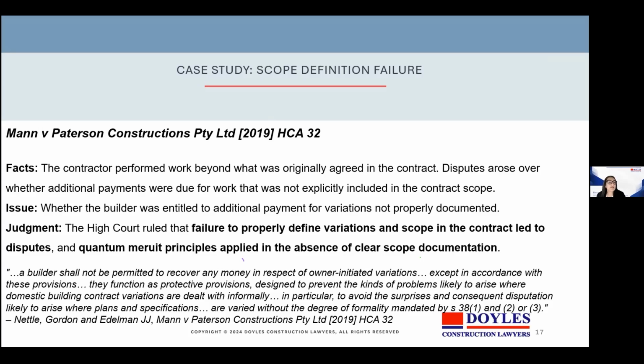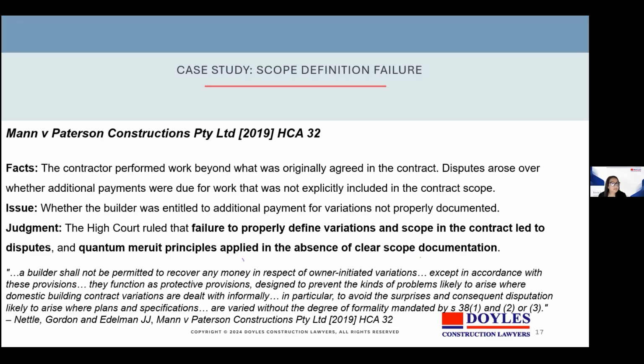In the recent case of Mann v. Patterson, actually not so recent anymore, the High Court ruled that failure to properly define variations and scope in the contract led to disputes, and quantum meruit principles applied in the absence of clear scope documentation. So in this instance, a contractor performed work beyond what was reasonably agreed in the contract, and disputes arose over whether additional payments were due for work that was not explicitly included in the contract scope. So the issue then became whether the builder was entitled to additional payment for variations not properly documented.